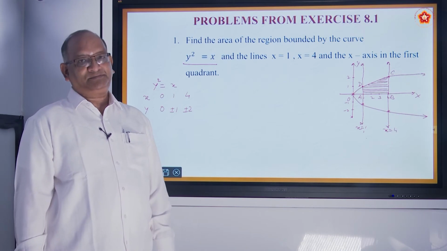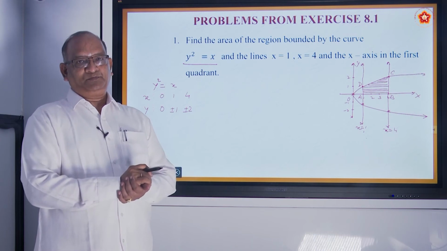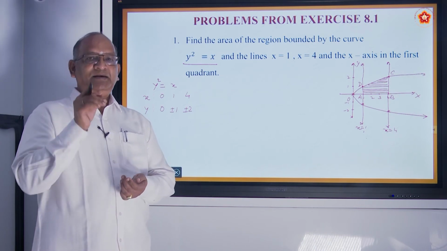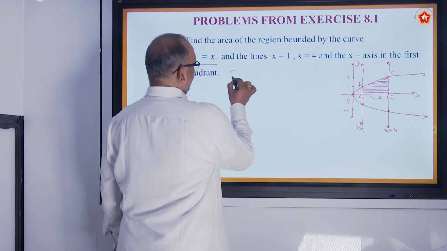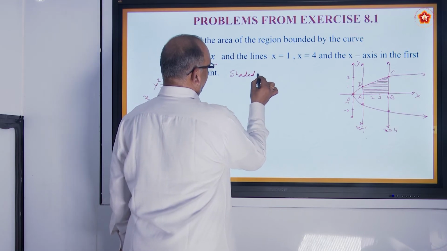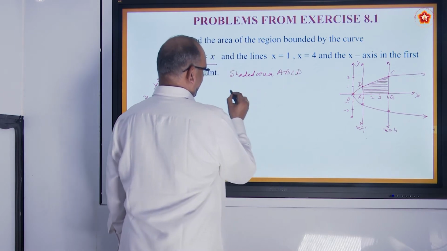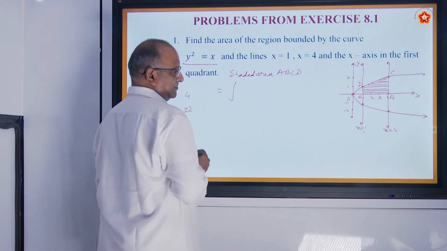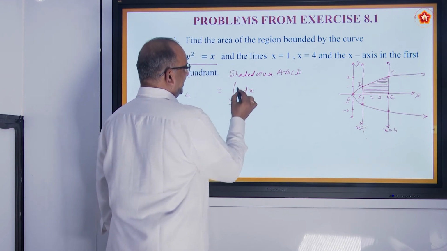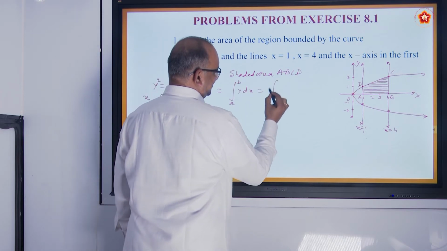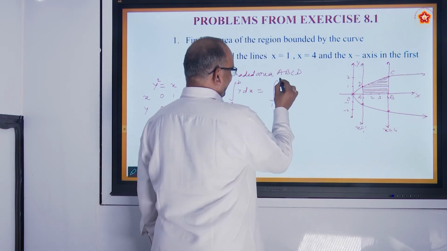How do you do it? The very simple, you take a thin strip, we call it y, and then take the width as dx and calculate. So shaded area A, B, C, D is equal to integration of y dx, and the limits are going to be AB. So substitute the values. What are the limits? A is 1, B is 4, so it is between 1 and 4.